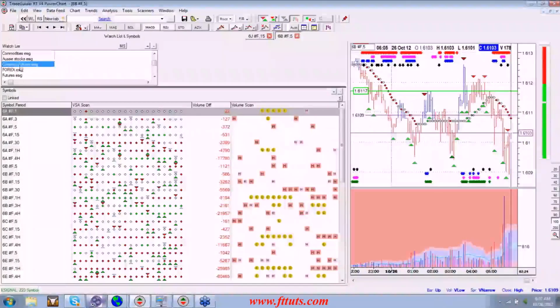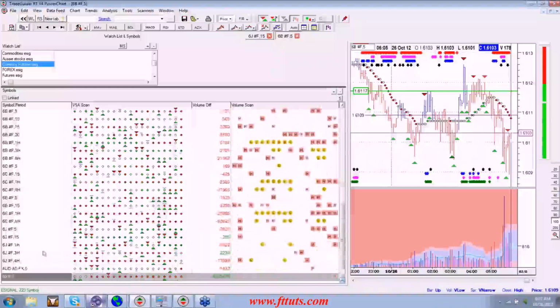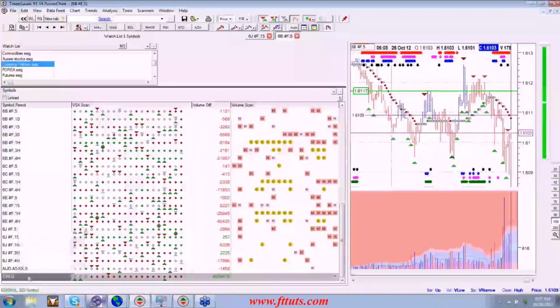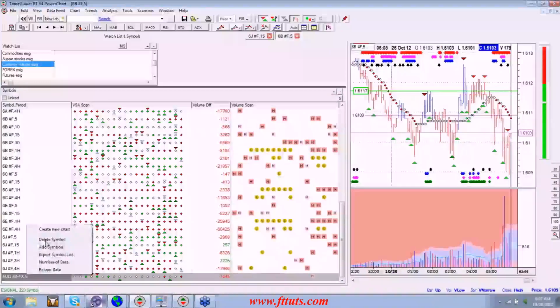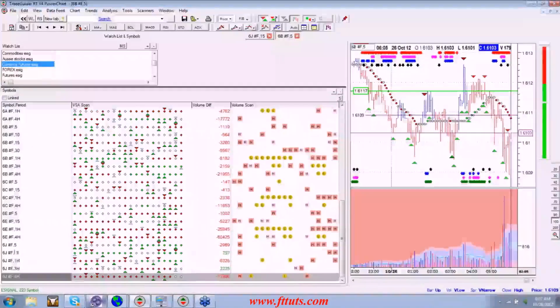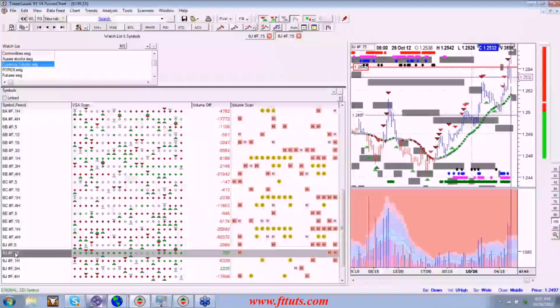Okay, so this particular group is called currency futures. We're looking at the 6A, the Aussie, the 6B, which is the pound, the 6C, which is the Canadian, the 6E, which is the euro. Let me just get rid of that. I don't need that there. And we get rid of the spot forex symbol. And of course the 6J, which is the Japanese yen.